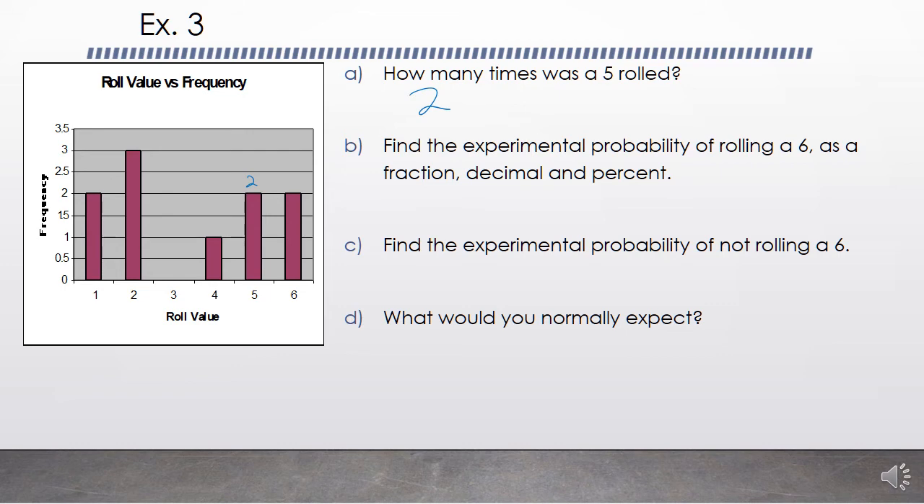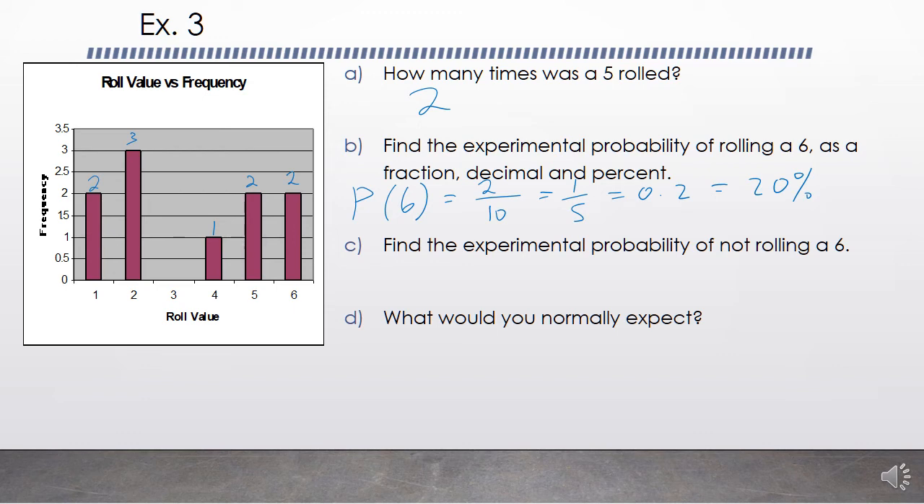For part B, find the experimental probability of rolling a 6 as a fraction, decimal, and percent. Probability of a 6. 6 came up twice. Now, out of how many? How many times did we roll the dice? Well, you're going to have to add up all the bars. So that was 2, that was 1, that was 3, that was 2. 2 plus 3 is 5, plus 5 is 10, 2 out of 10. Reduce that, 1/5, 0.2, 20%.